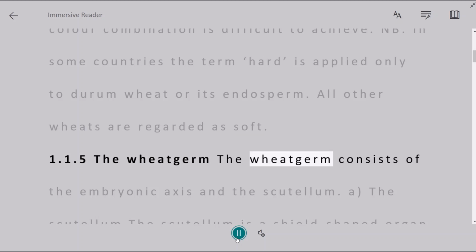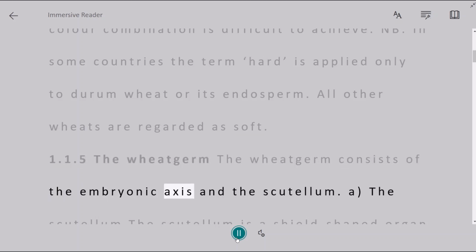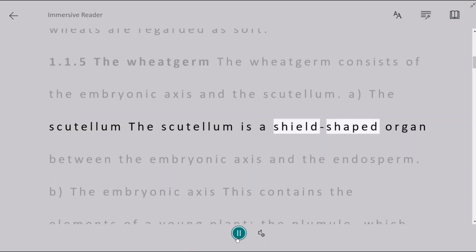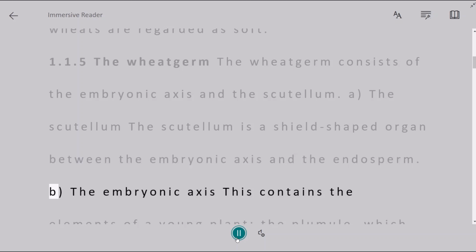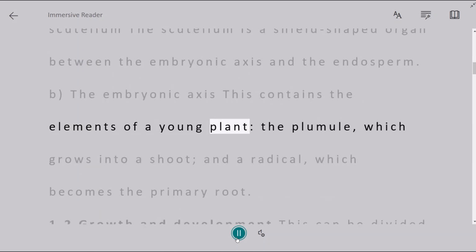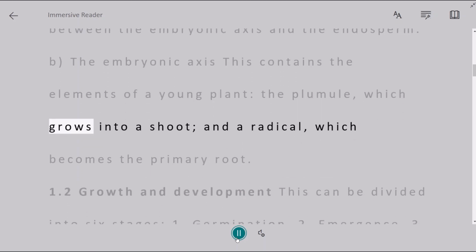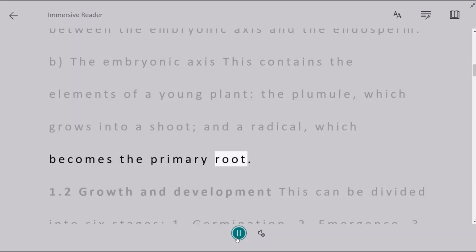1.1.5 The wheat germ. The wheat germ consists of the embryonic axis and the scutellum. A. The scutellum. The scutellum is a shield-shaped organ between the embryonic axis and the endosperm. B. The embryonic axis. This contains the elements of a young plant, the plumule, which grows into a shoot, and a radicle, which becomes the primary root.